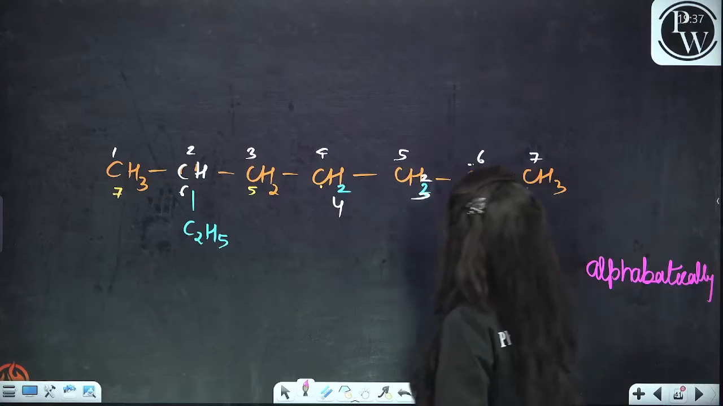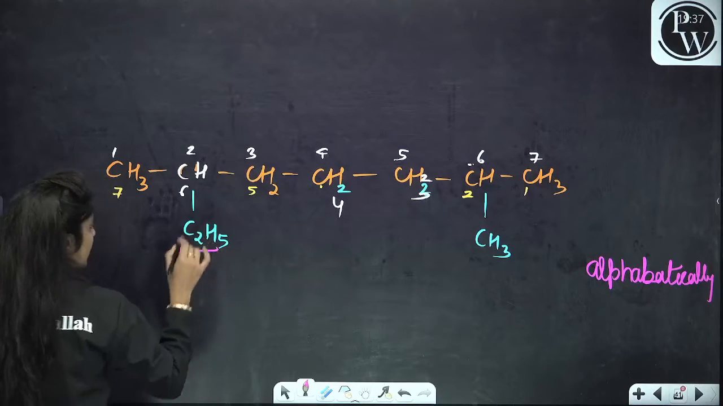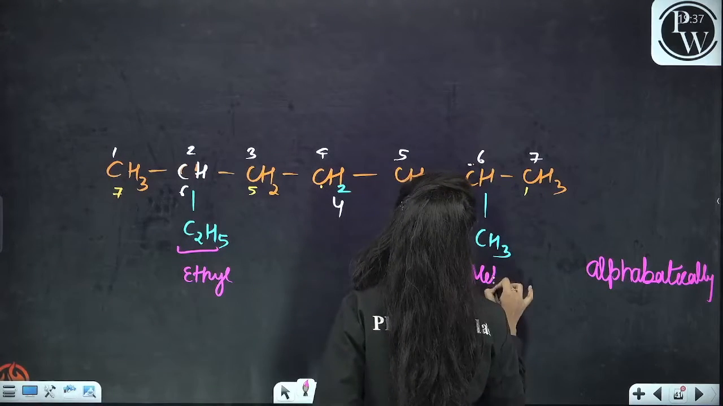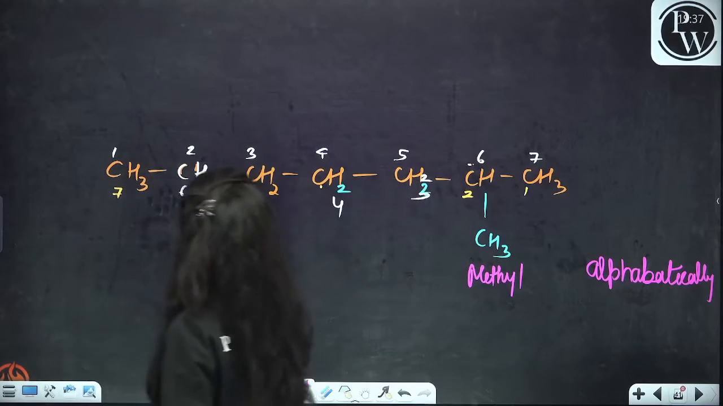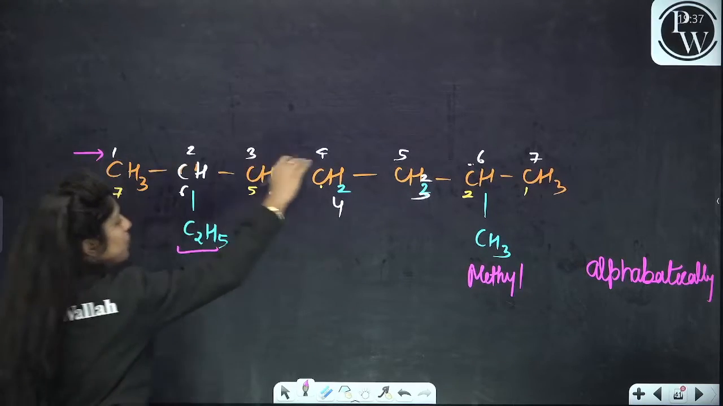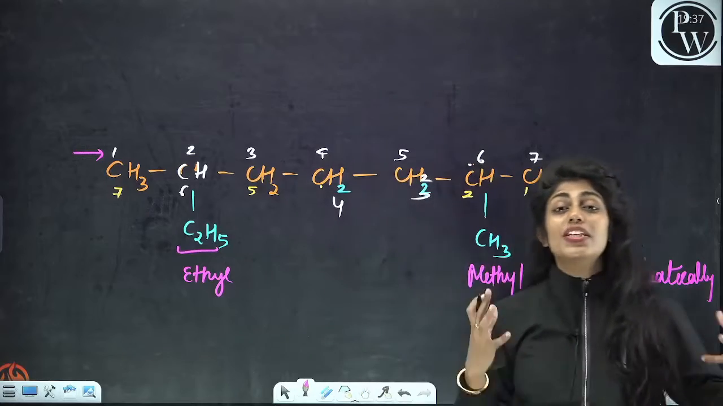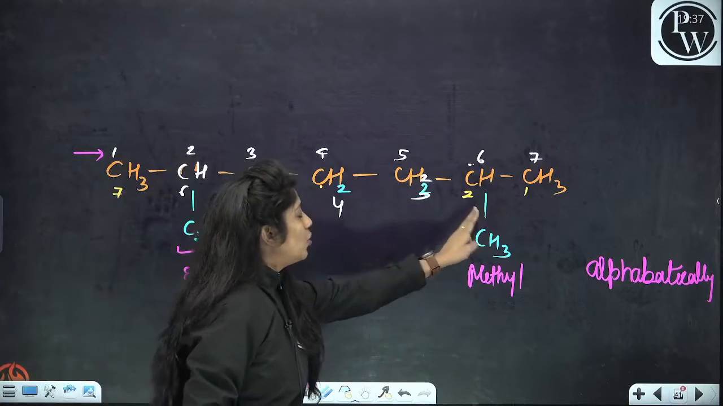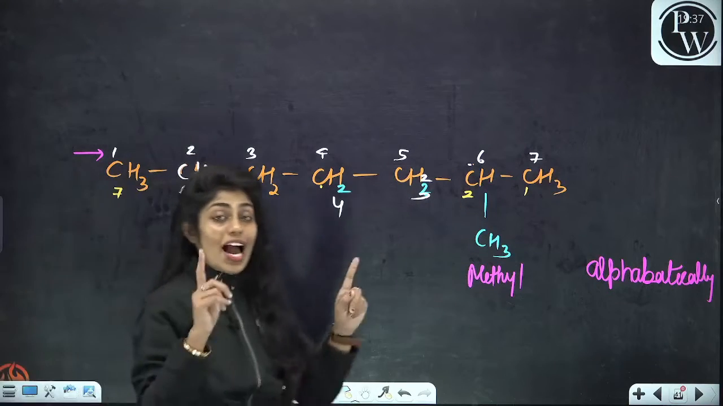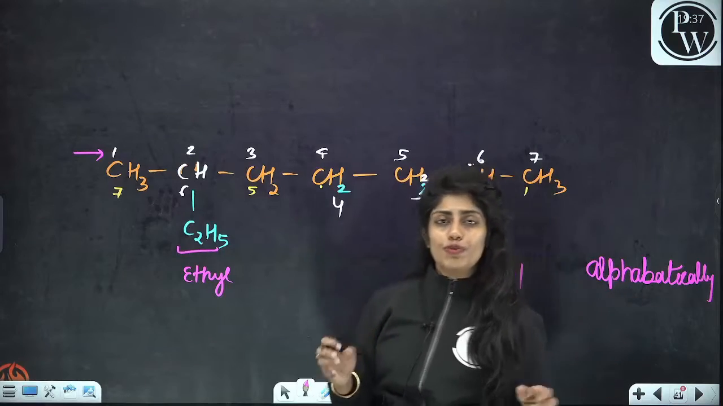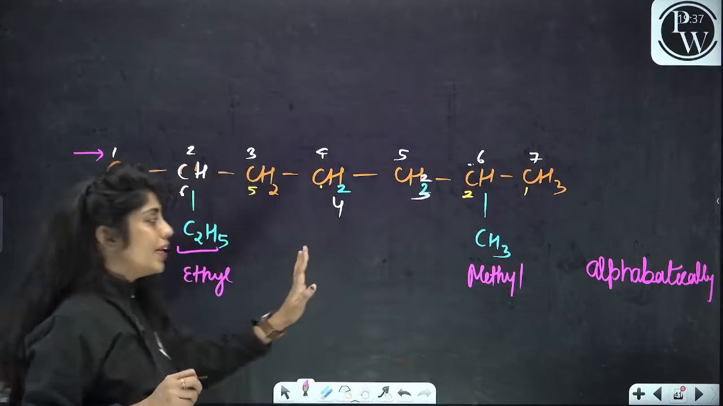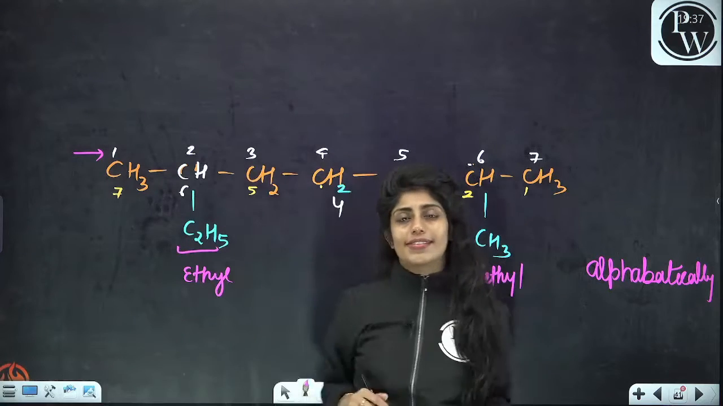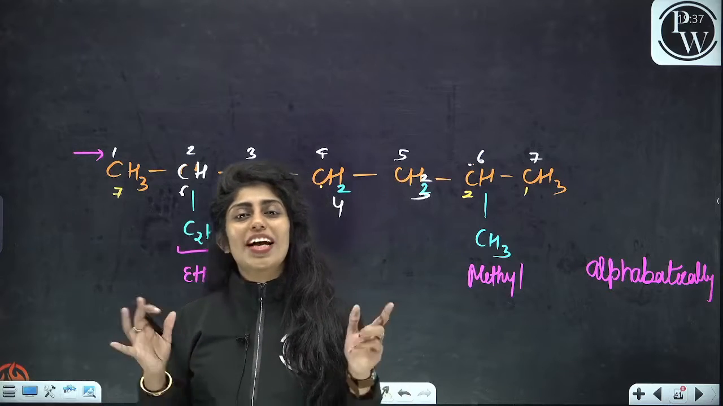Alphabetically, I know that this is ethyl and this is methyl, so I will be choosing this numbering. Why was this confusion created? Because both the branches are on the same position. This is number 2, and from this side, this is also on number 2. I repeat, you can feel this kind of confusion whenever the branch chain is on the same location from both the sides. So you have to use the alphabetic order.